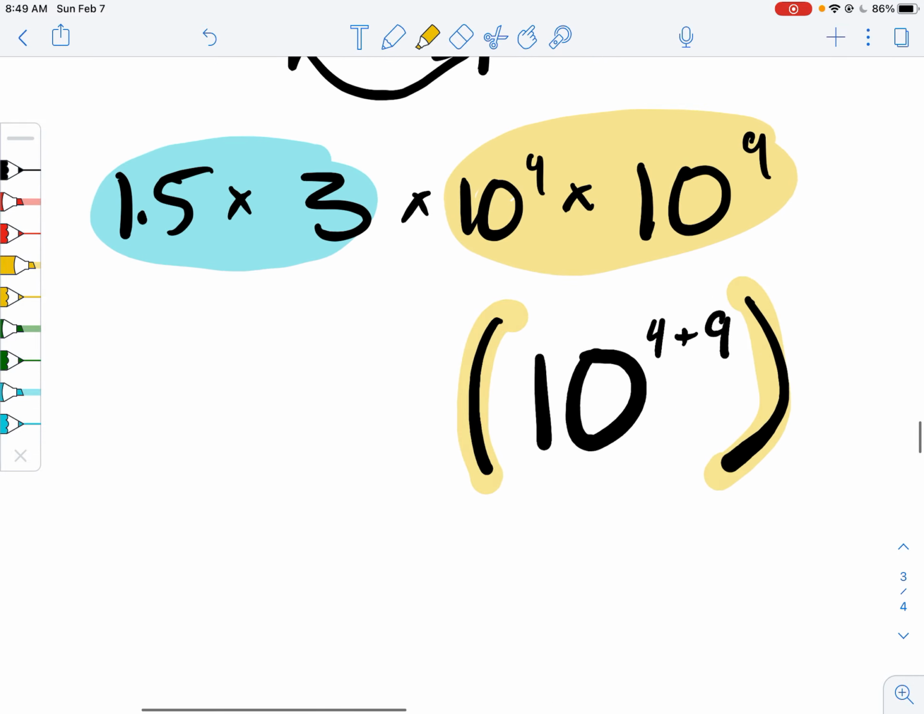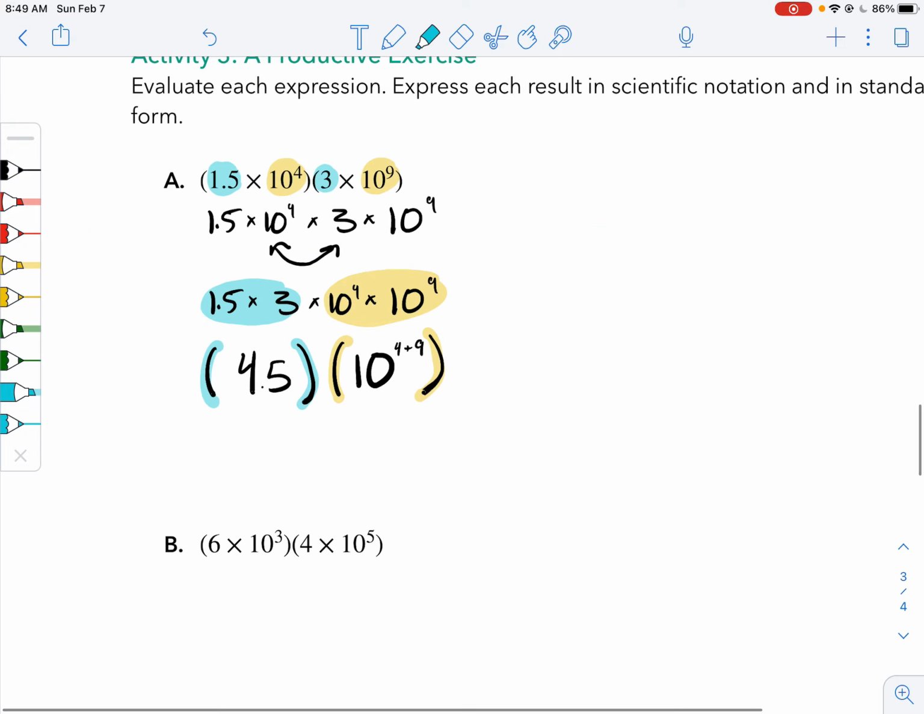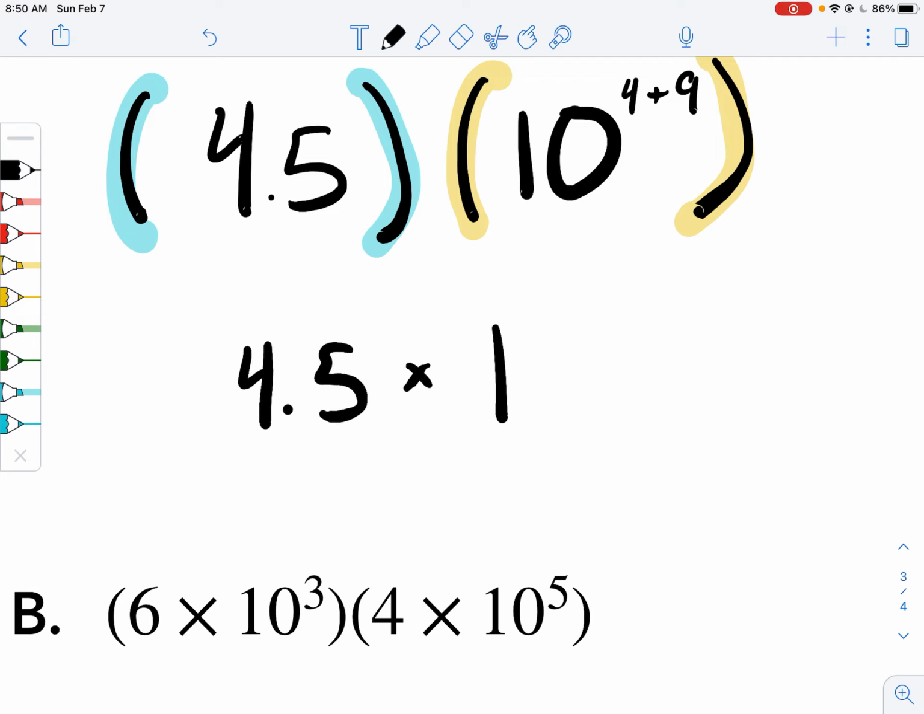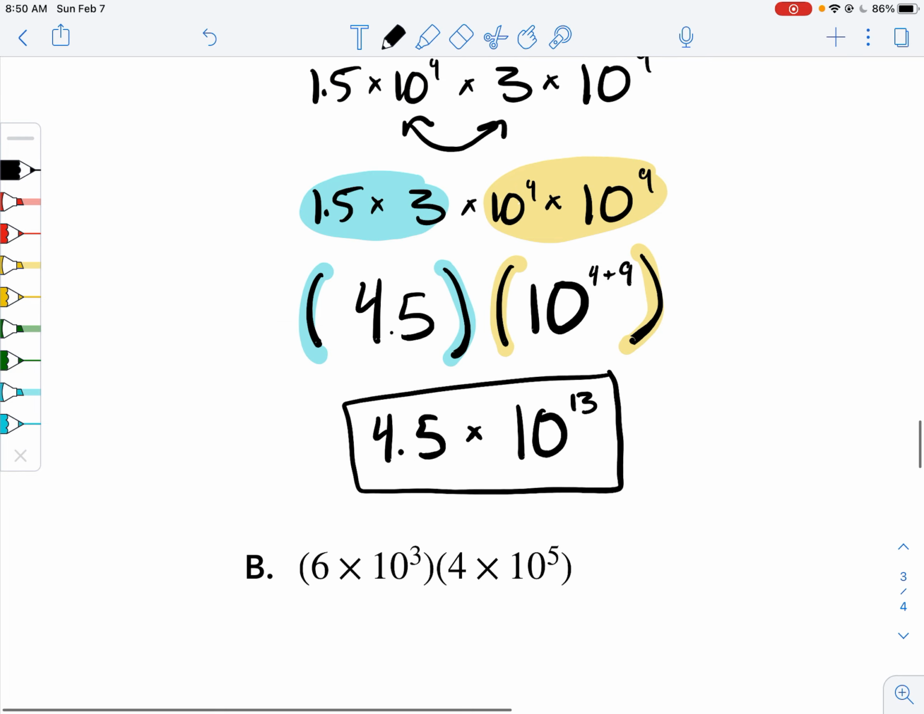Now let's do the blue side second. 1.5 times 3 is 4.5. Ta-da! Okay, now we're almost there. We're almost done with our scientific notation. We just take everything down again. Well, 4.5 times 10 to the 4 plus 9 is 13. So we have 4.5 times 10 to the 13th power. Isn't that great?